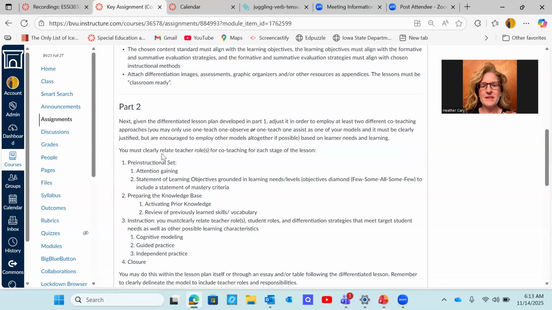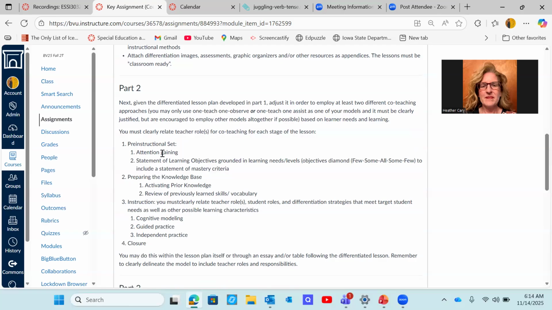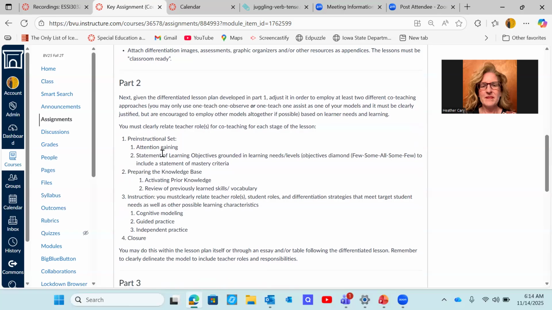So think about the same ideas that we just went through, the pre-instructional set, preparing the knowledge base, the instruction. Where can you put co-teaching in there? And like I showed you in class, you need to make sure that you can state the general education teacher's role, the co-teaching role. Where will they guide the practice? Where will they be at for assessments? So this is very important, and you can just put each of the teacher's roles in there.